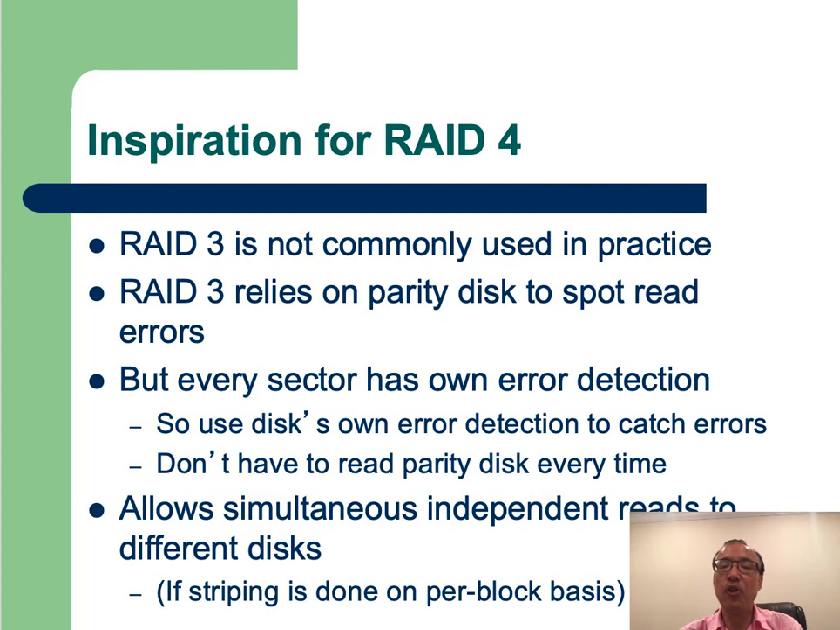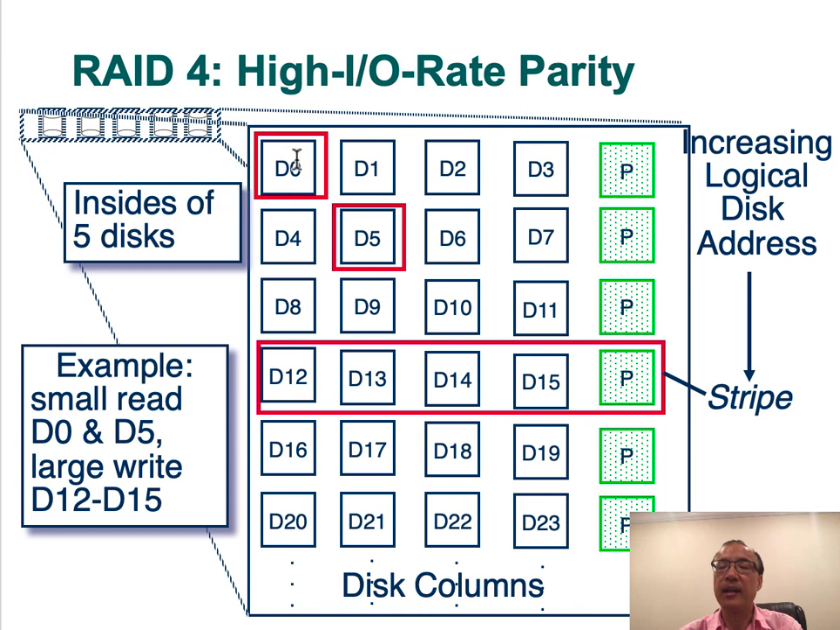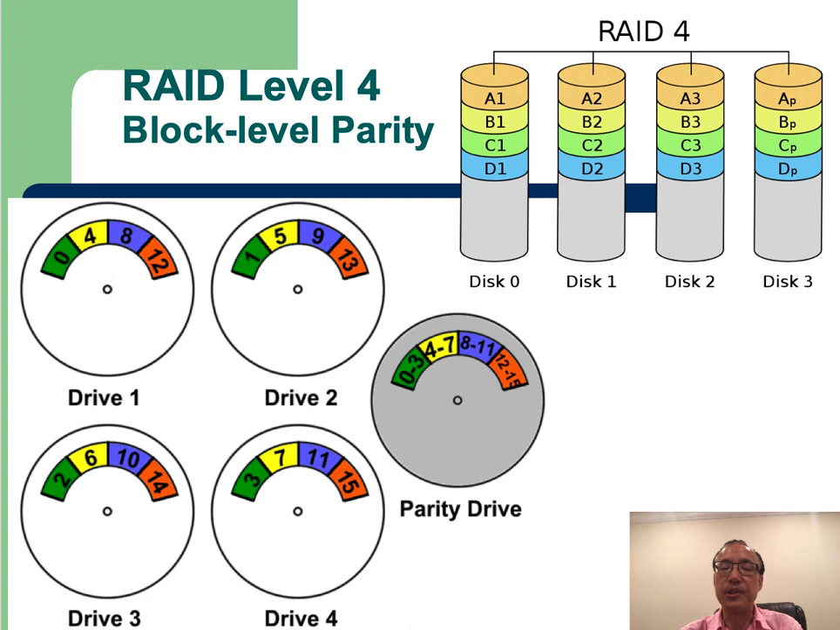And RAID 4 is essentially at the sector level. So RAID 2 is bit level, RAID 3 is byte level, and RAID 4 is sector level. You put the parity here, so this drive is a parity drive. You compute the parity of the first 4 drives and put the parity here. RAID 2, 3, 4 are not commonly used, so we will not talk more about them.